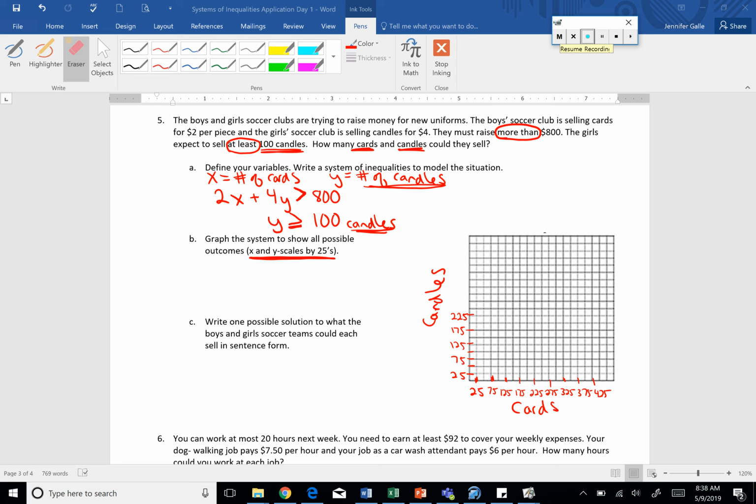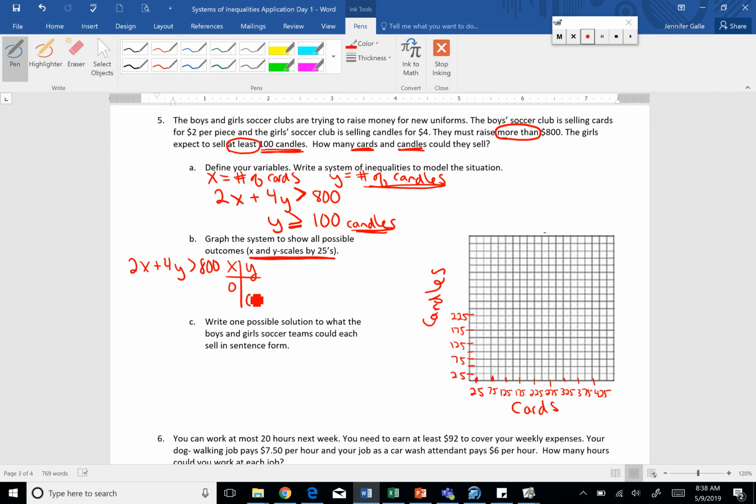All right, so we have our scales labeled. We have our axes already labeled. We have cards and candles. So let's go ahead and graph. Just like the last one, I'm going to graph these one at a time. I'm going to graph the line. I'm going to shade for that one before I even look at the second one.